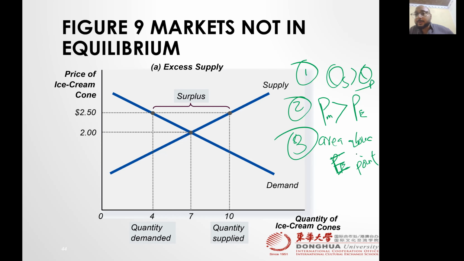Through a practical example, I can generate a scenario here and I can say, okay, find out the surplus. Surplus is this triangle here. Not this part, not this part, not this part, only this triangle. Some students also include this one, this one, this one. No, only this one.